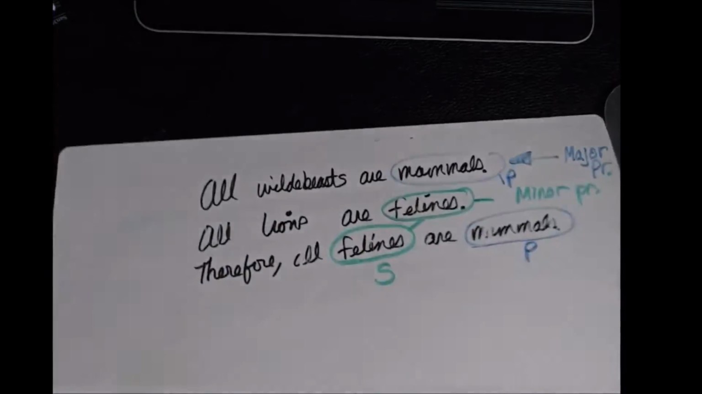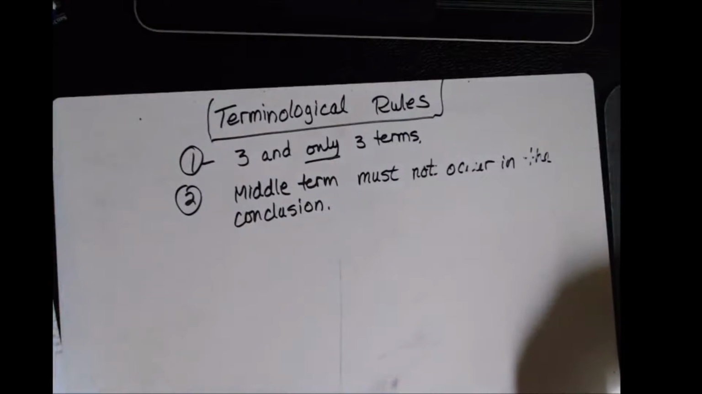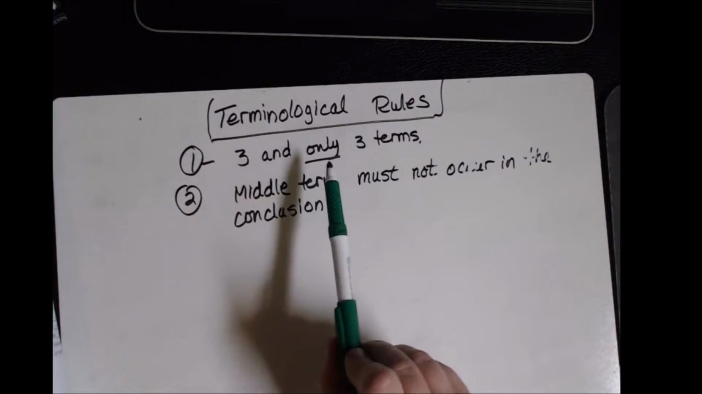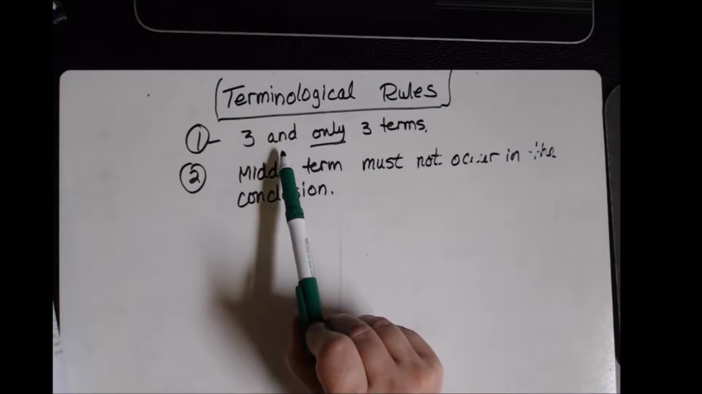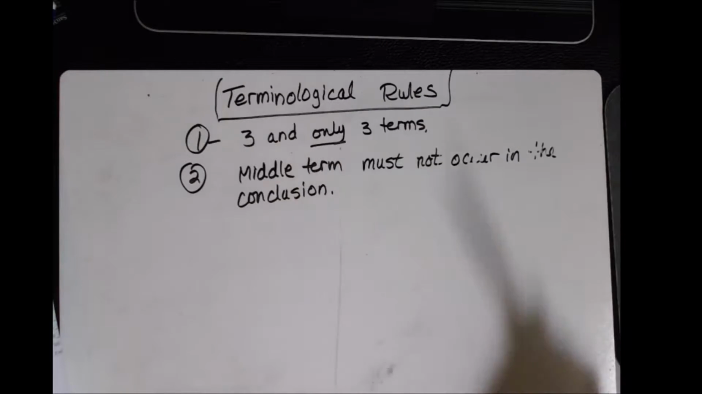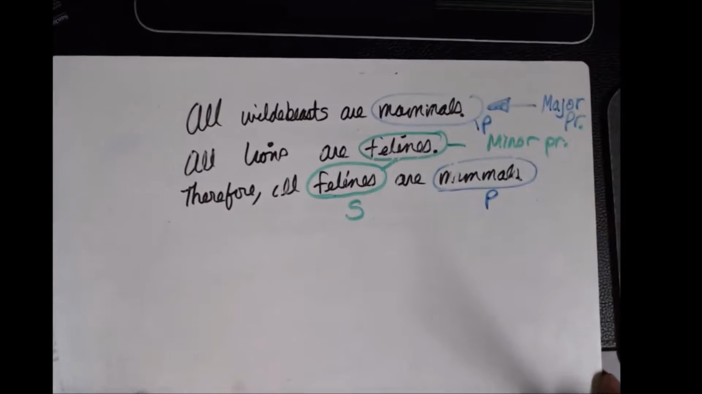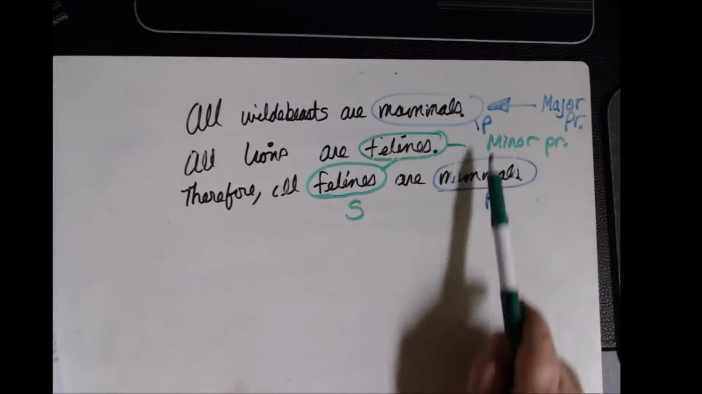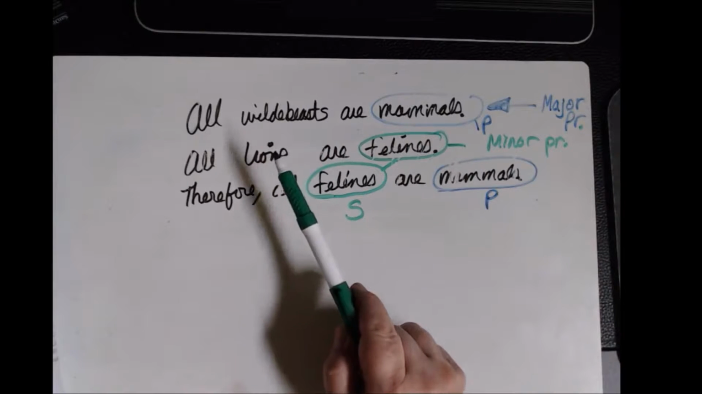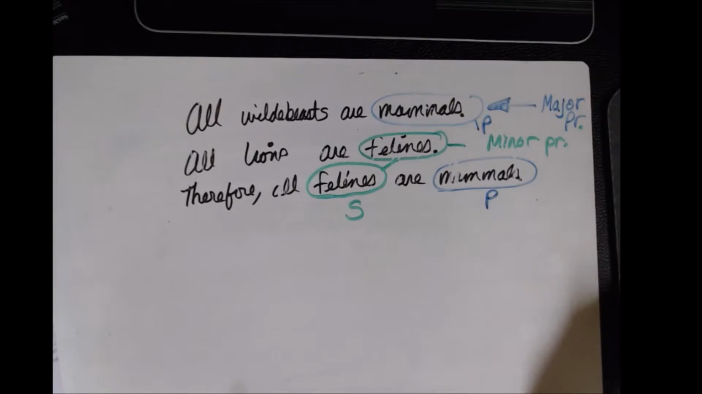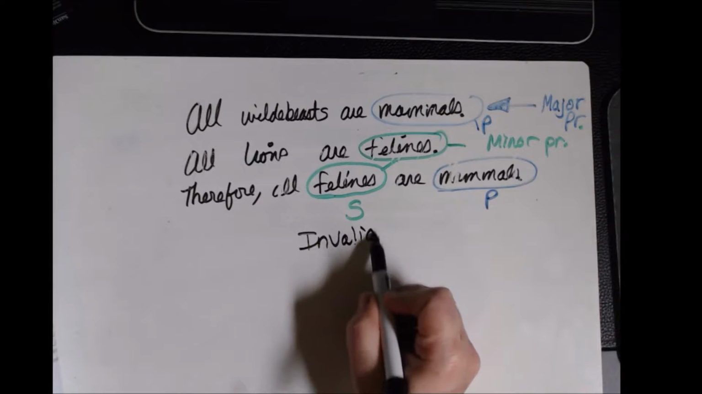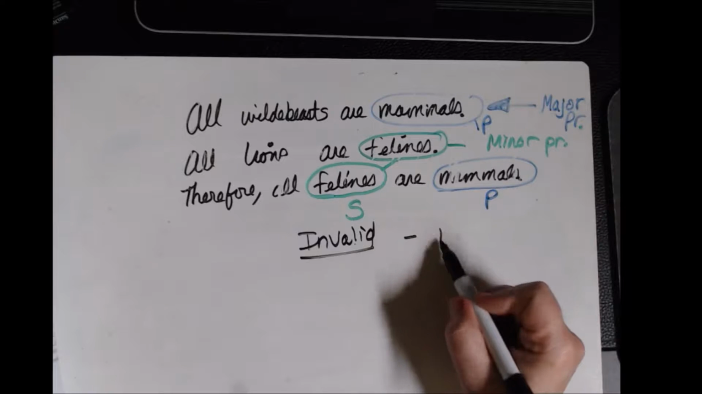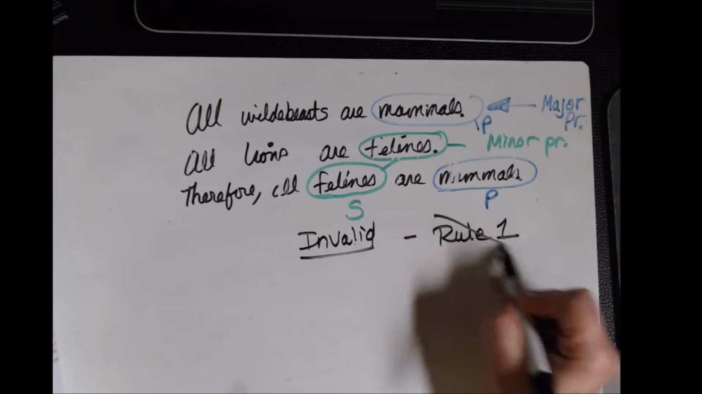Well, let's flip back and look at our 2 rules again. The first rule says I can have 3 and only 3 terms. The second one says the middle term must not occur in the conclusion. Well, I am violating the rule of 3 and only 3 terms, because in actuality, we end up having 4 terms. I see 4 nouns here, my major and minor, and then I have 2 here. So I'm violating rule number 1. So this particular syllogism is invalid, because it violates rule 1.